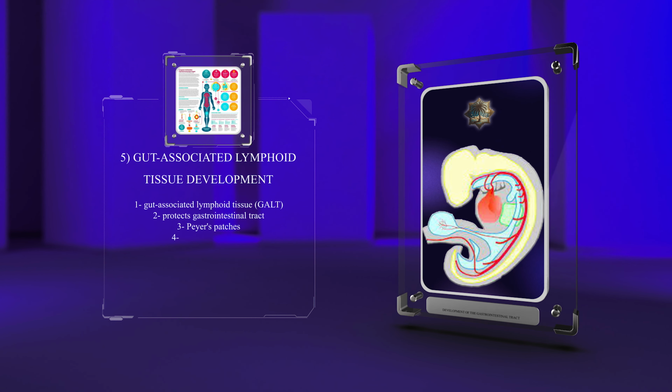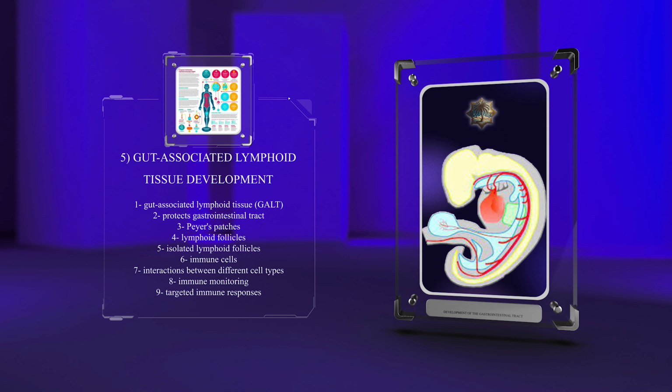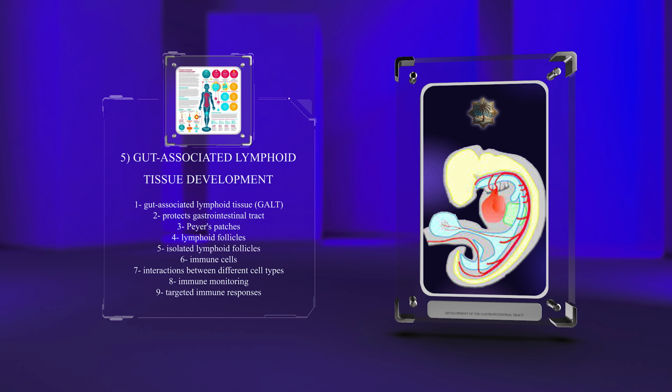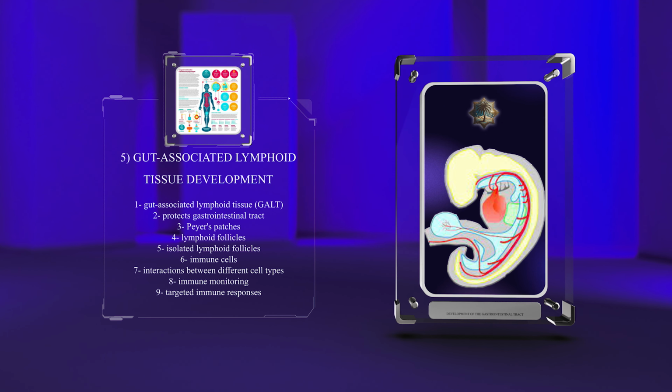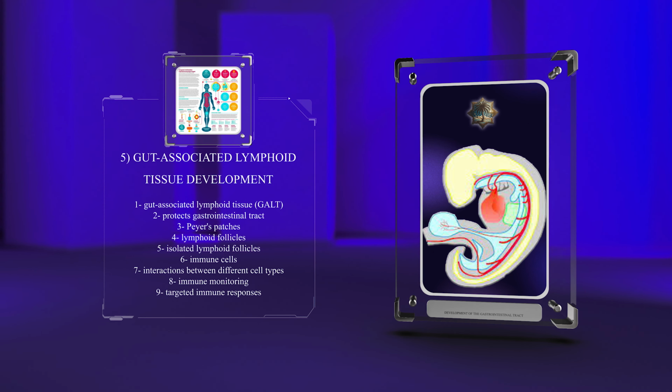The gut-associated lymphoid tissue, GALT, protects the gastrointestinal tract from harmful invaders. It includes structures like Peyer's patches, lymphoid follicles, and isolated lymphoid follicles that house important immune cells and develop through interactions between different cell types, ensuring effective immune monitoring and targeted immune responses.